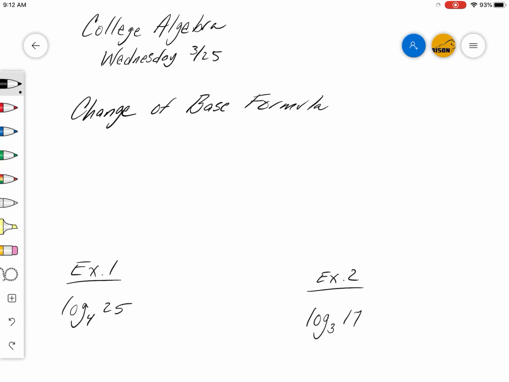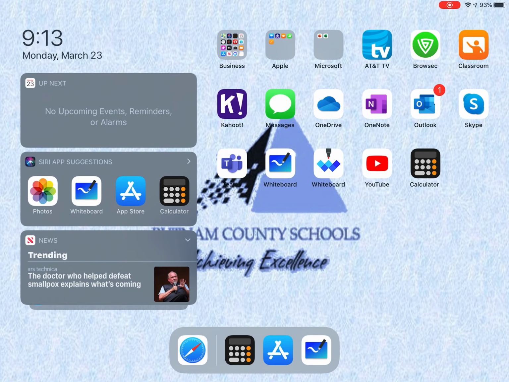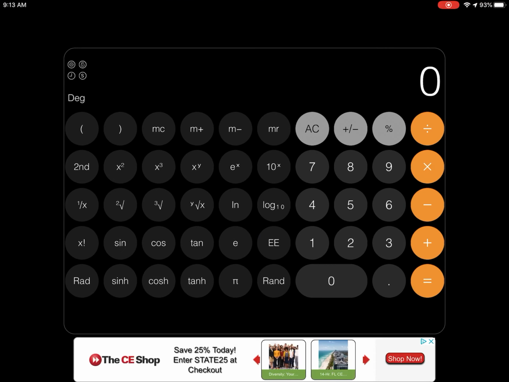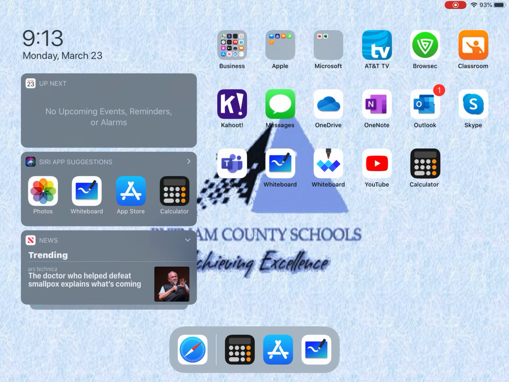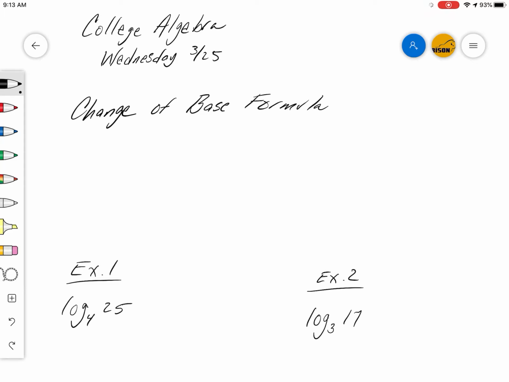Look at my two examples down here at the bottom, log base 4 of 25 and log base 3 of 17. If you're on your phone calculator, you can't type that in. This is the phone calculator turned sideways. To the left of the 4, you have log base 10 and natural log. Those are your only options, base e and base 10. So back on my problems, there's no way I could type in log base 4 of 25 and log base 3 of 17, because my only options for bases are 10 or e.